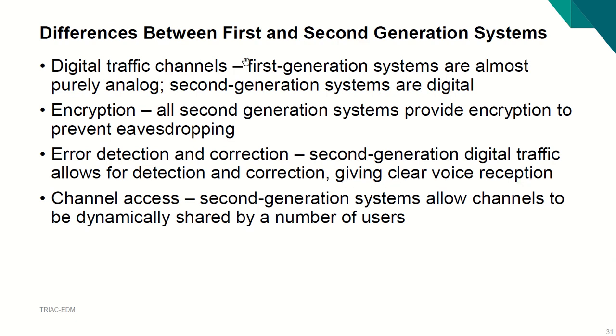And of course, all those advantages move on to 4G and 5G. The technology may be more advanced and the algorithm may be more complicated, but the general concept has not changed. It still does the encryption, it still does the error detection and correction. And then channel access: second generation systems allow channels to be dynamically shared by a number of users.